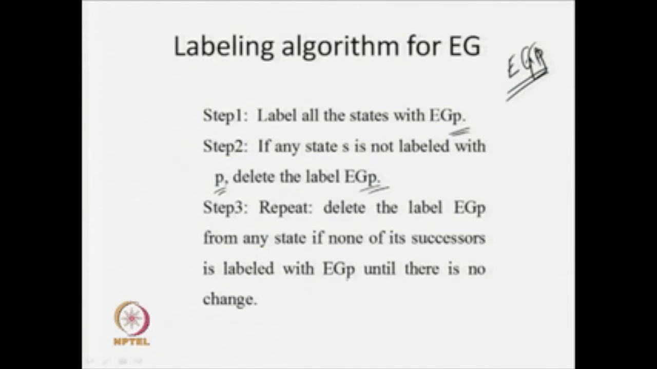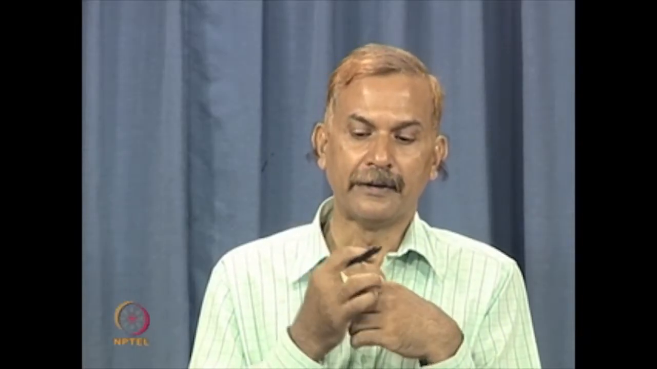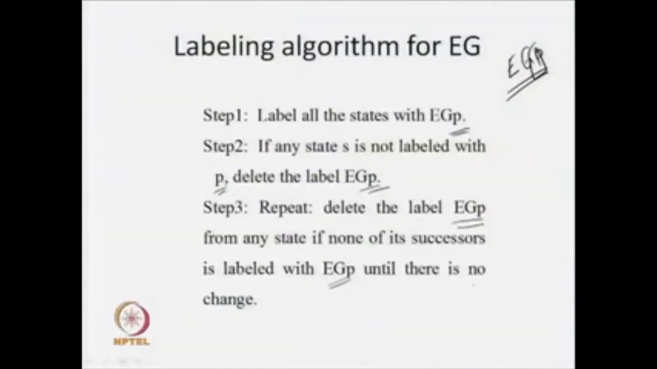In the next step, we are going to delete the label E g p from any state if none of its successors is labeled with E g p. And I am going to repeat this process until there is no change. That means after removing the labels, some more states will come where E g p is not true, and like that we repeat this process until there is no change. That means we cannot remove any more labels. So, this is the procedure that we are going to follow.